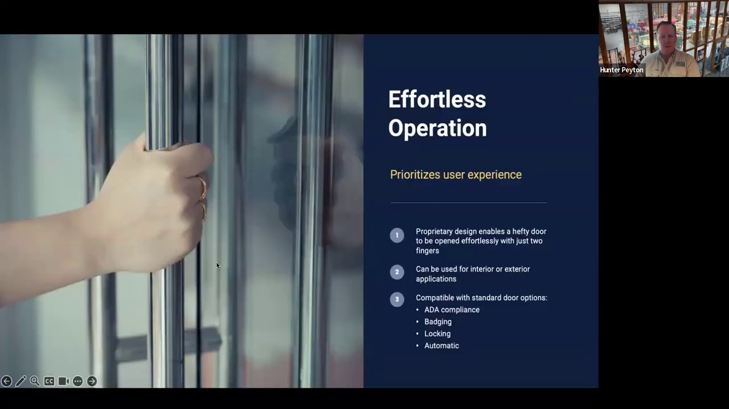Next slide. Okay, back to the effortless operation. It does no good to design a door that has a miserable user experience. That's why we spent the time we did engineering the Defend door to effortless operation with one hand, despite it being over 400 pounds. Again, the door was designed around aesthetics, and that includes how it feels and how it works, all in keeping with the protection that goes unnoticed. And it also is compatible with most all standard door options: ADA, badging, locking, and automatic.